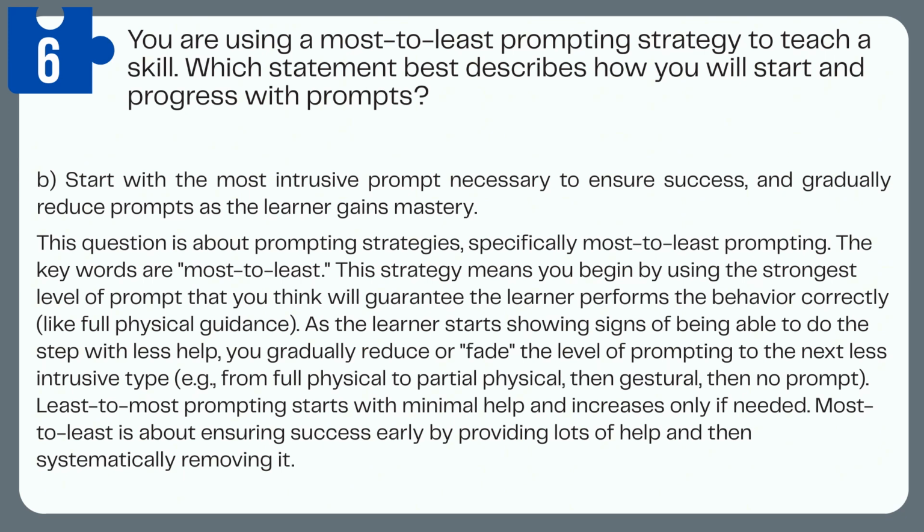As the learner starts showing signs of being able to do the step with less help, you gradually reduce or fade the level of prompting to the next less intrusive type, for example, from full physical to partial physical, then gestural, then no prompt. Least to most prompting starts with minimal help and increases only if needed. Most to least is about ensuring success early by providing lots of help and then systematically removing it.